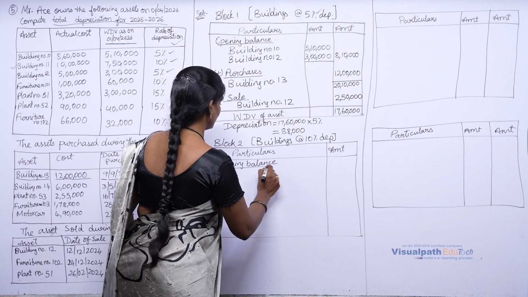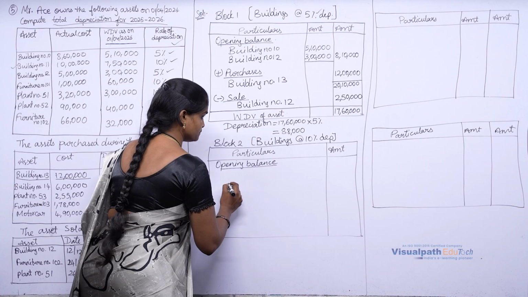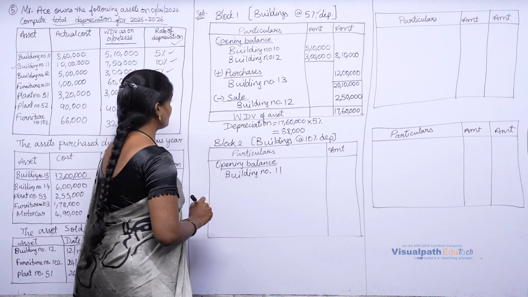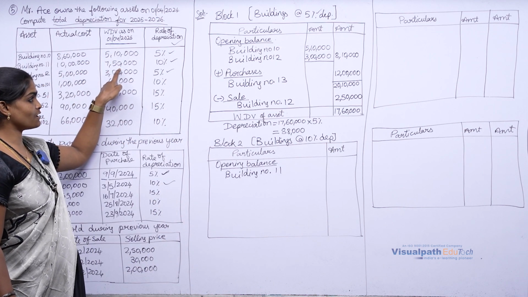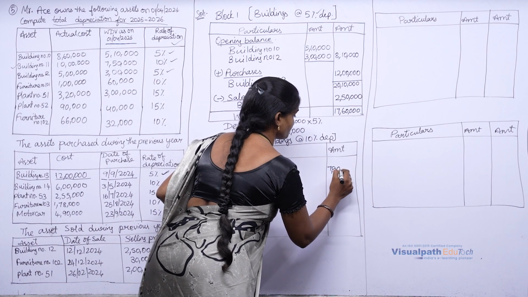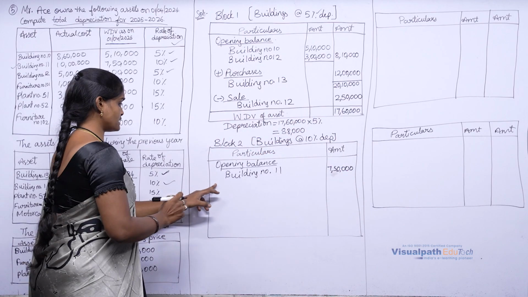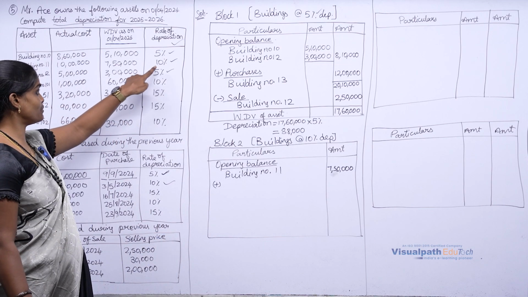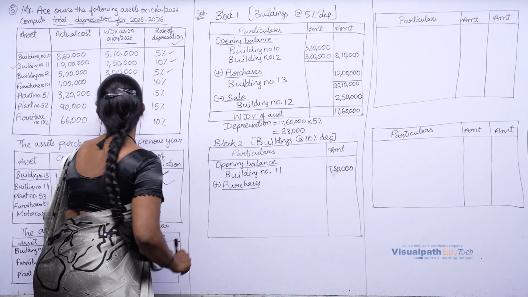Now opening balance. Now under this you have building number 11. Building number 11. What is the cost? Actual cost is 10 lakhs. Now written down value is 7,50,000. Now 7,50,000 you take it. Then next to this add purchases. You have only one asset, one building with 10% depreciation. So now take purchases.